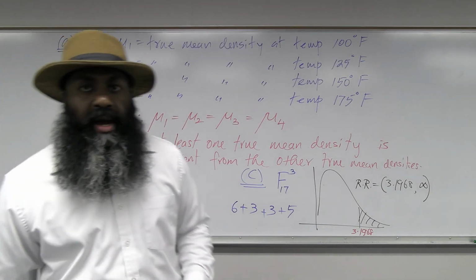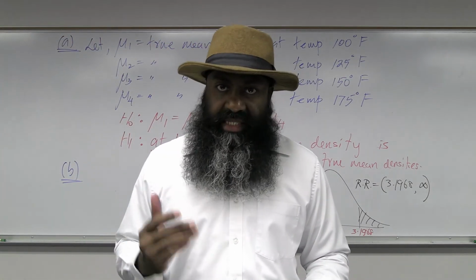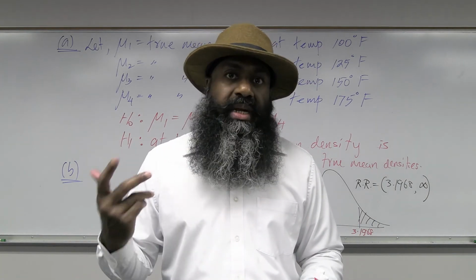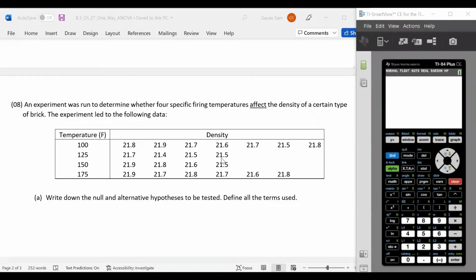Now we can go back to part B. To find the F-test statistic, we will enter the given dataset into the TI-84 calculator. This example has 4 temperature groups and each temperature group has density readings. So those 4 groups will be entered into the lists L1, L2, L3, and L4. So let's go to Stat, Edit, number 1, Edit, hit Enter. I'm going to enter all the density readings corresponding to temperature 100 degrees into the list L1. The first reading is 21.8. The second reading is 21.9. The third reading is 21.7.